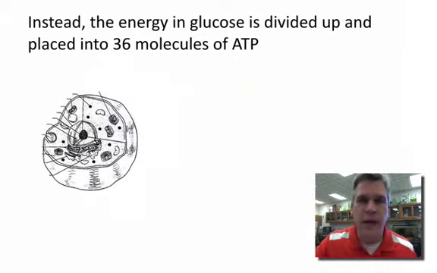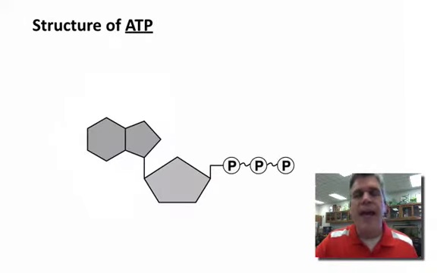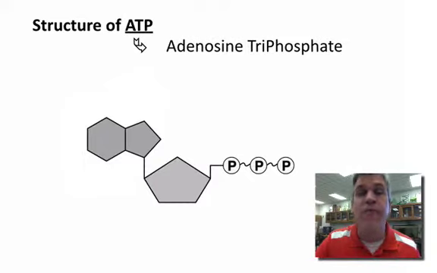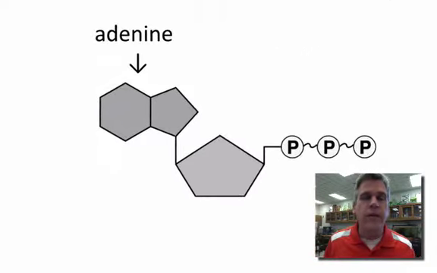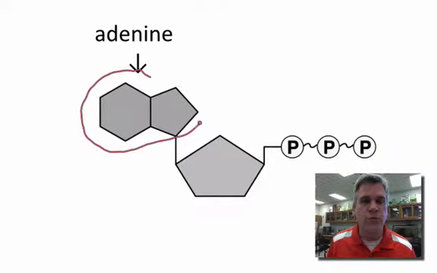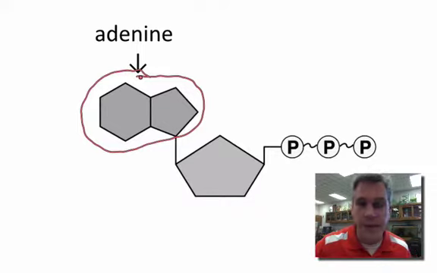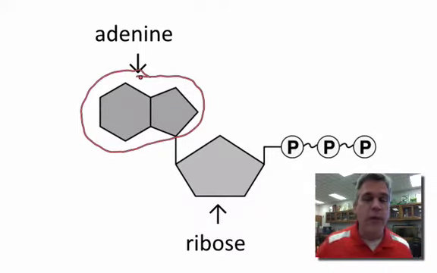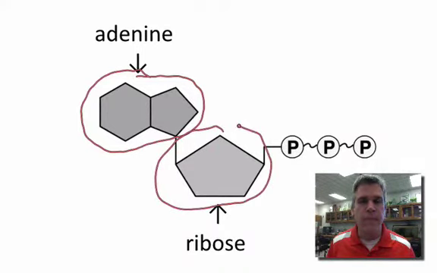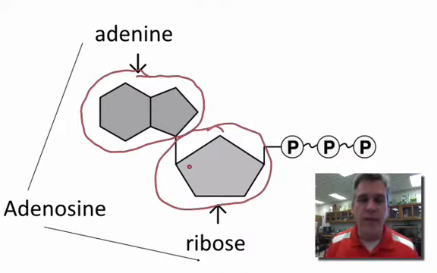Let's take a closer look at the ATP molecule. ATP is an acronym. It stands for adenosine triphosphate. So let's break this down. There is an adenine molecule. So this is adenine. Sort of looks like a sideways snowman to me. It is bonded to a ribose sugar. So this is a 5-carbon sugar. Together, it makes up the molecule called adenosine, which is the adenine and the ribose.